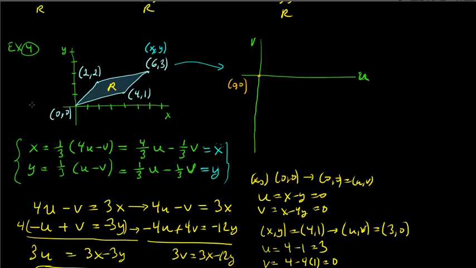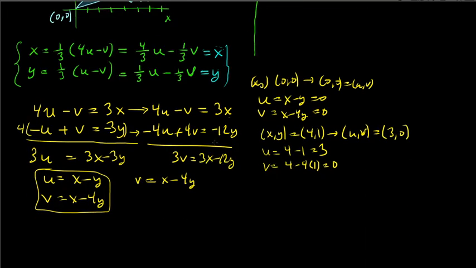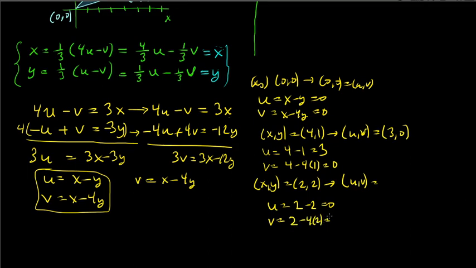And then what other point do we have? We have 2, 2. x is 2, y is 2. So then u is going to be 2 minus 2, which is 0. And v is going to be 2 minus 4 times 2, which is 2 minus 8, so negative 6. So we get 0, negative 6.